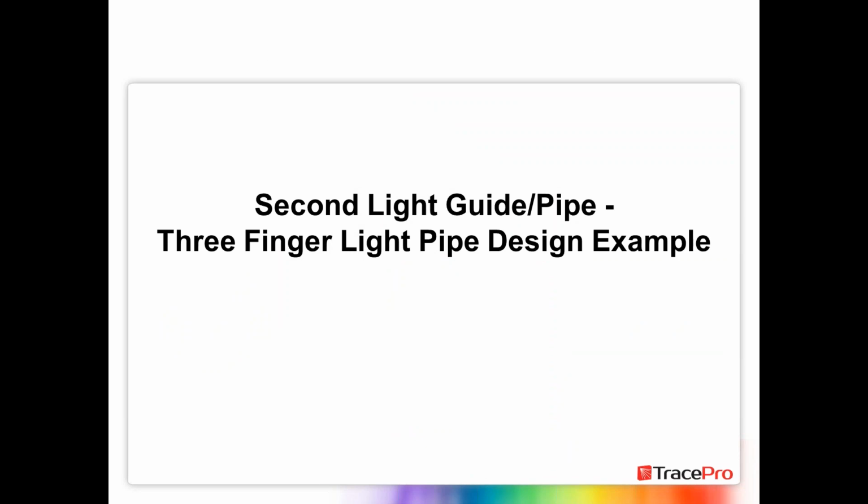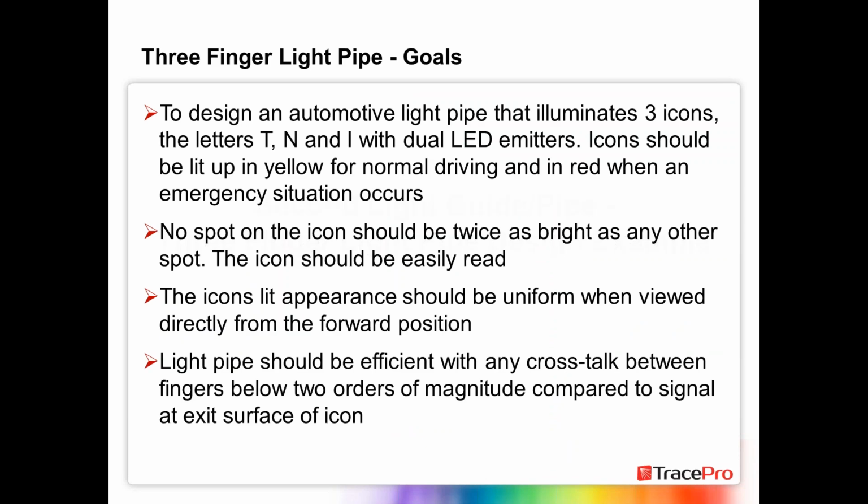Let's look at a second light pipe example. This is a 3-finger light pipe design example that I'm going to be using for an automotive light pipe application. There's going to be 3 icons, the letters T, N, and I. There's going to be dual LED emitters.